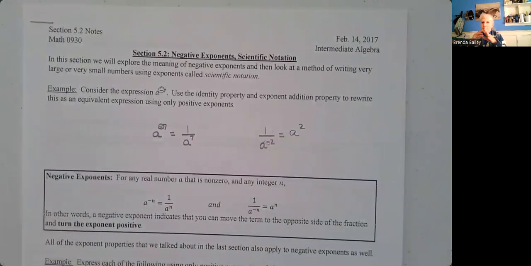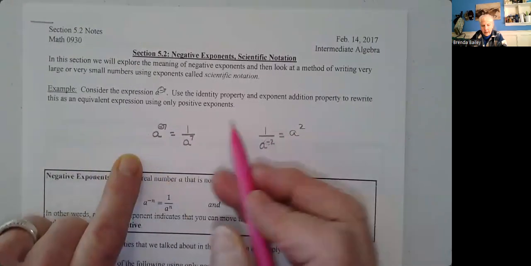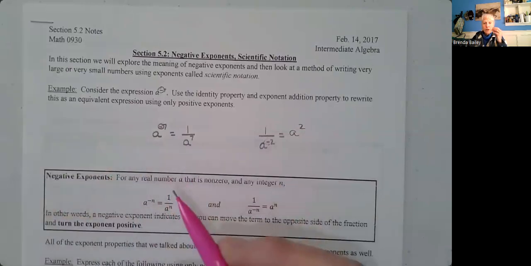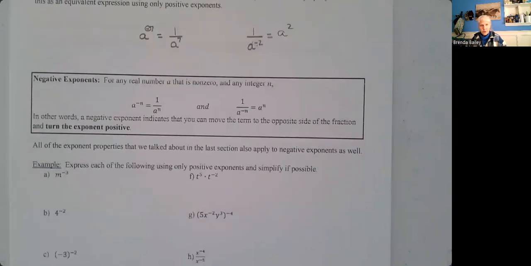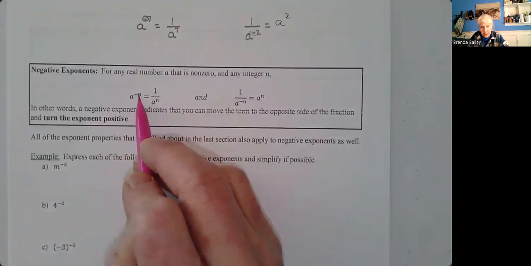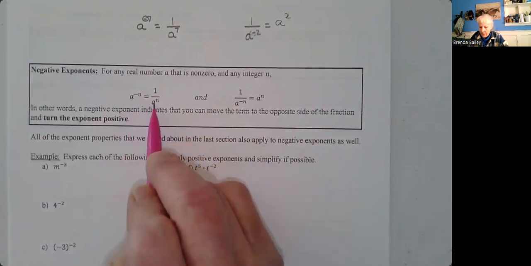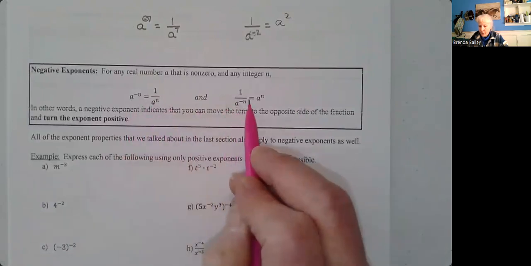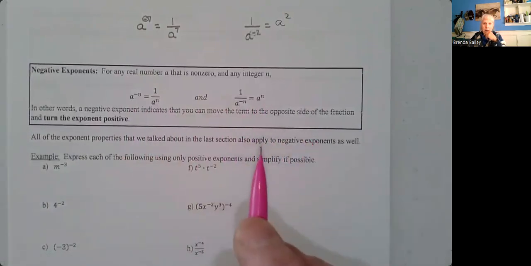It doesn't change the sign on it, doesn't make it a negative, it just changes positions. And here they give you a general rule. A to the negative n, if you want to get rid of the negative exponent, you have to change the position of the base. Numerator to denominator, or denominator to numerator. And once you move it, the negative disappears. It becomes a positive exponent as soon as you move it.